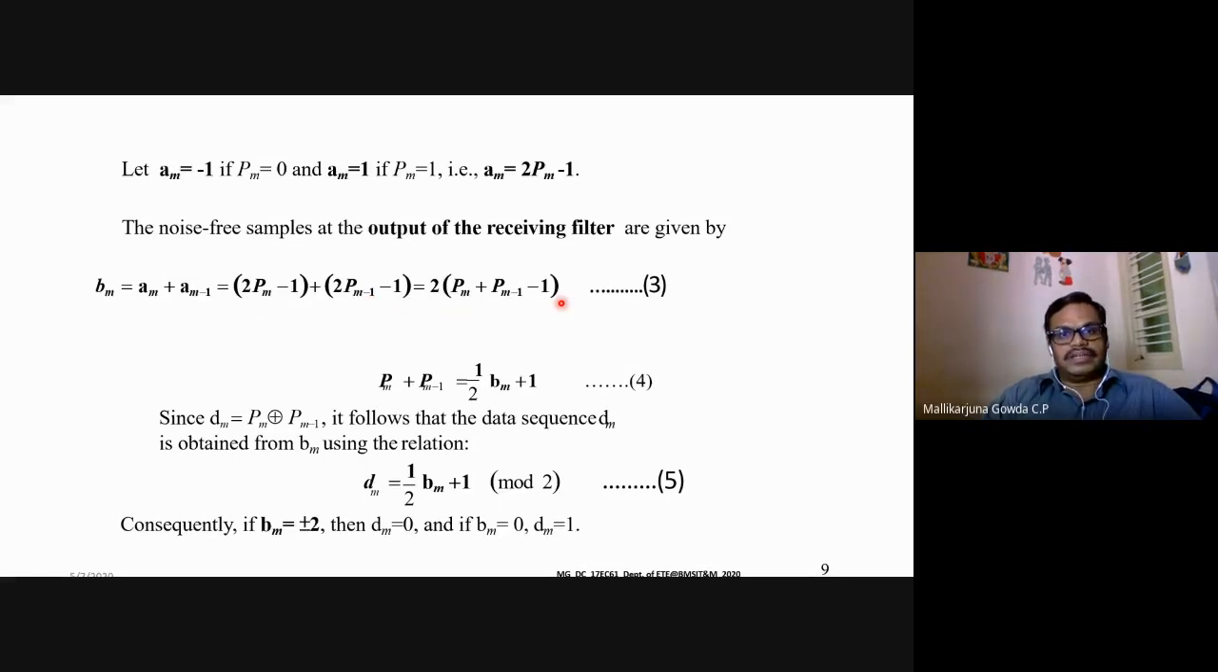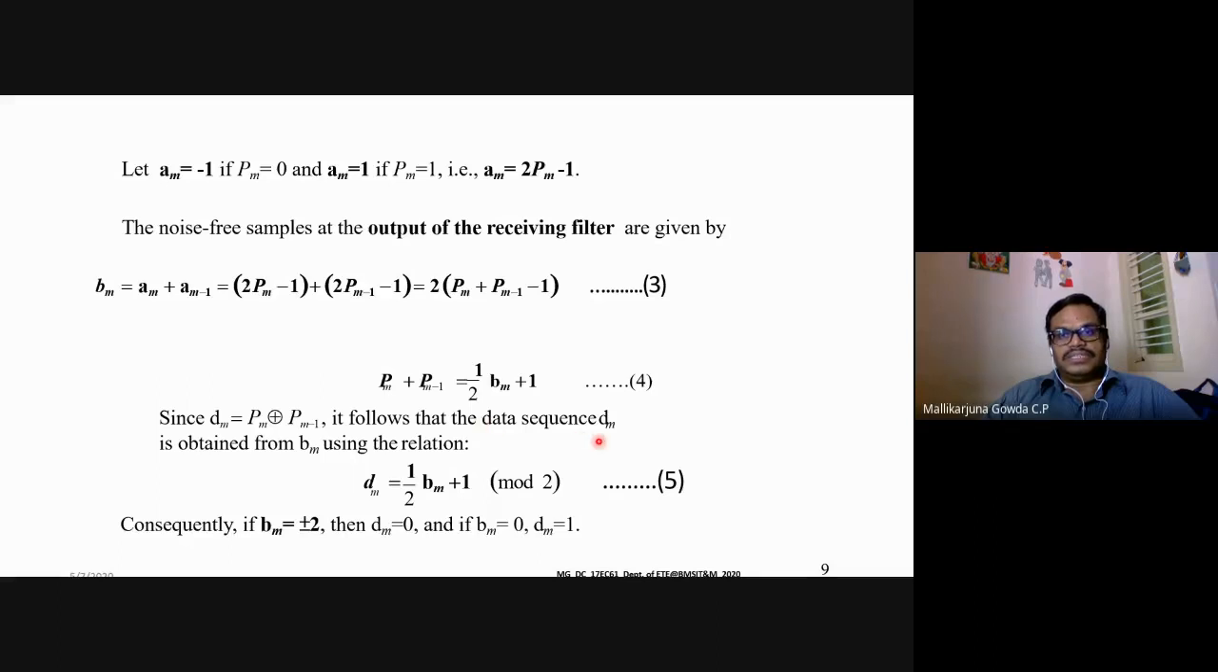Right. And again, I can rearrange this now. So Pm plus Pm minus 1 will be equal to what? Means this 2 will come this side, right? So 1 by 2 into Bm plus 1 I will get, right? So this data sequence will be equal to what? Pm XOR with Pm minus 1. Okay, means I'm doing the XOR operation. The input data sequence will be equal to Pm XOR with Pm minus 1. Means present and previous, I'm doing the XOR operation.